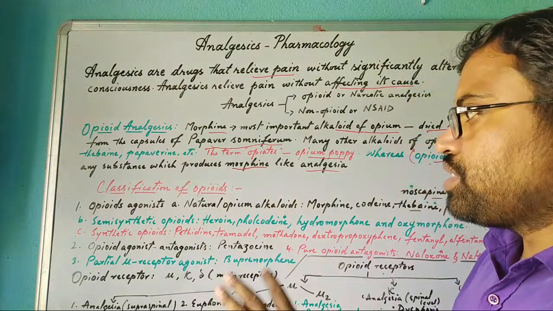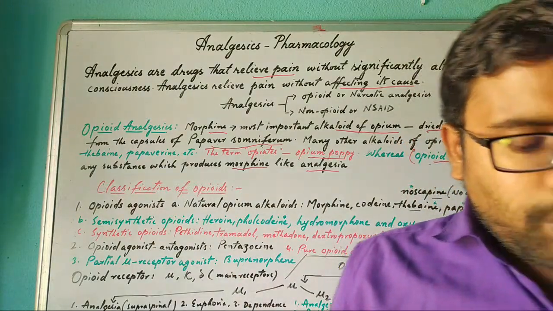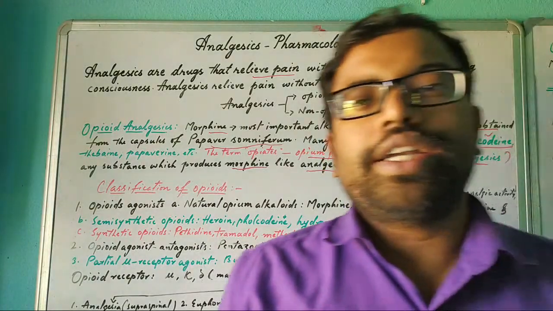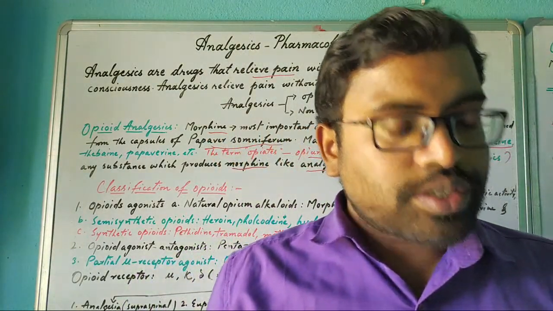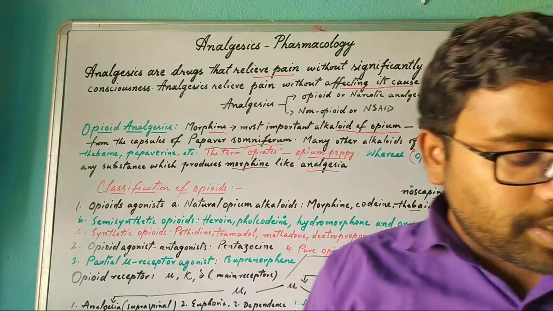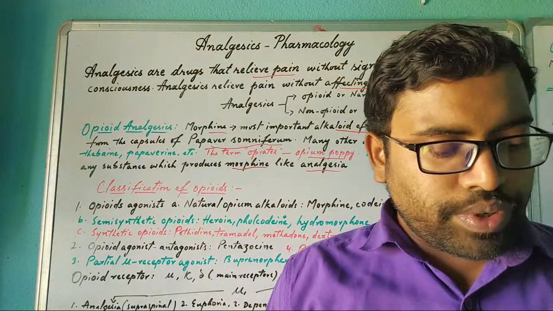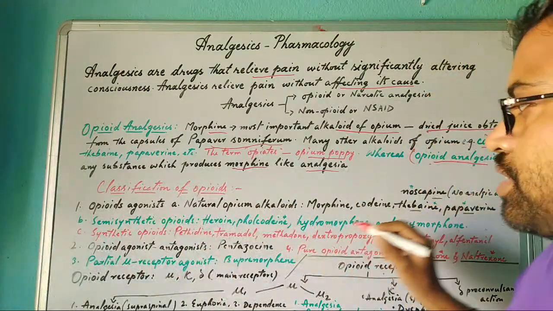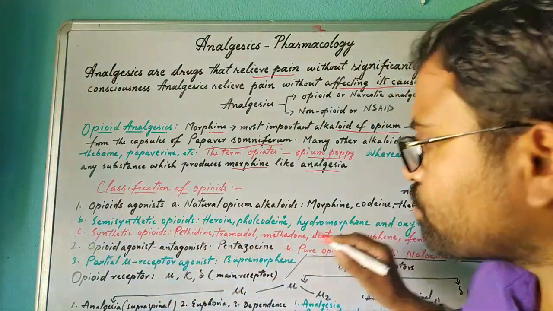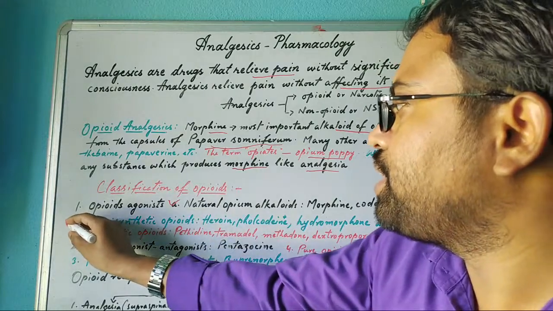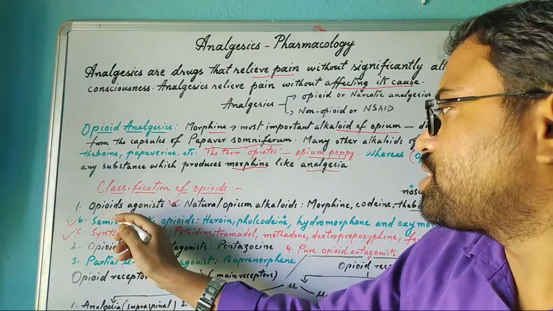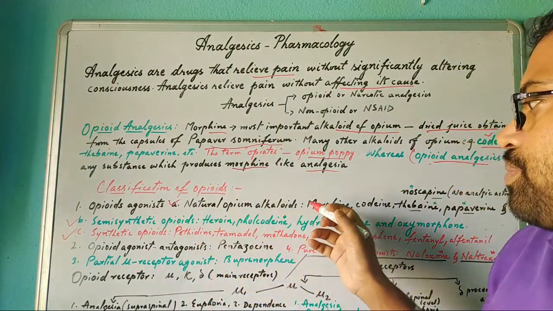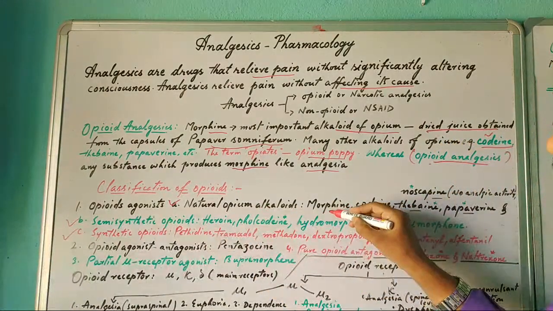Then the classification of opioids. There are two types: opioid or narcotic analgesics, and non-opioid or non-steroidal anti-inflammatory drugs. Let us go through the classification. First is the opioid agonist, which has three subtypes: A, B and C. The first one is the natural opium alkaloids. Examples are morphine and codeine.